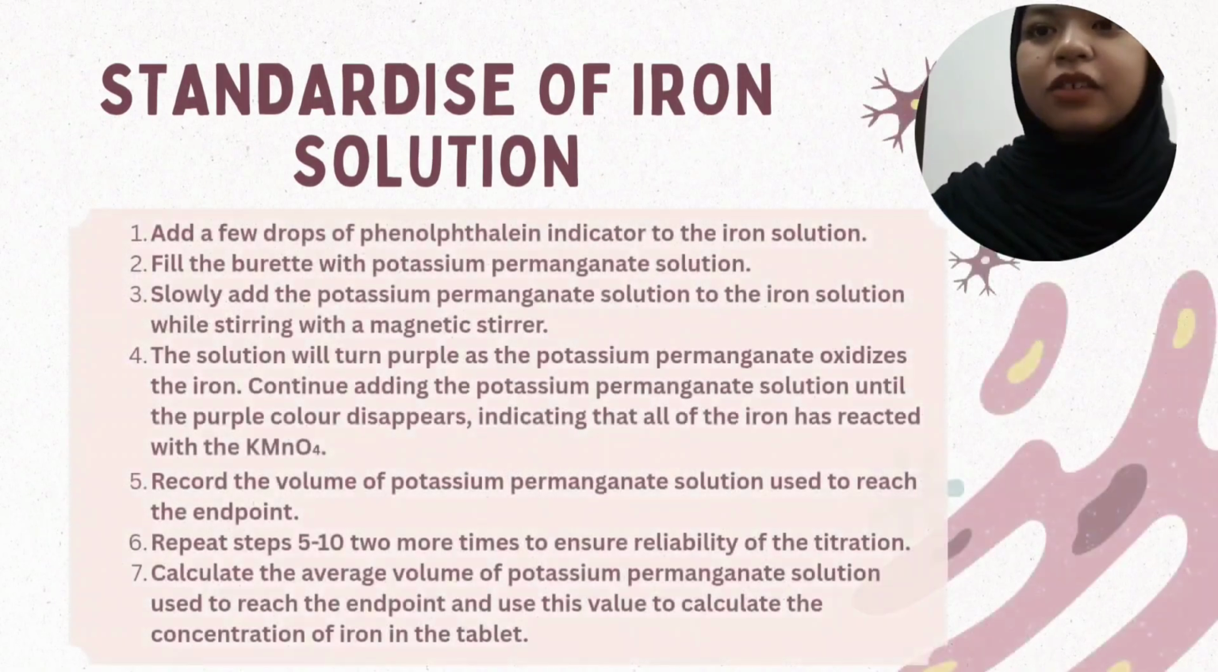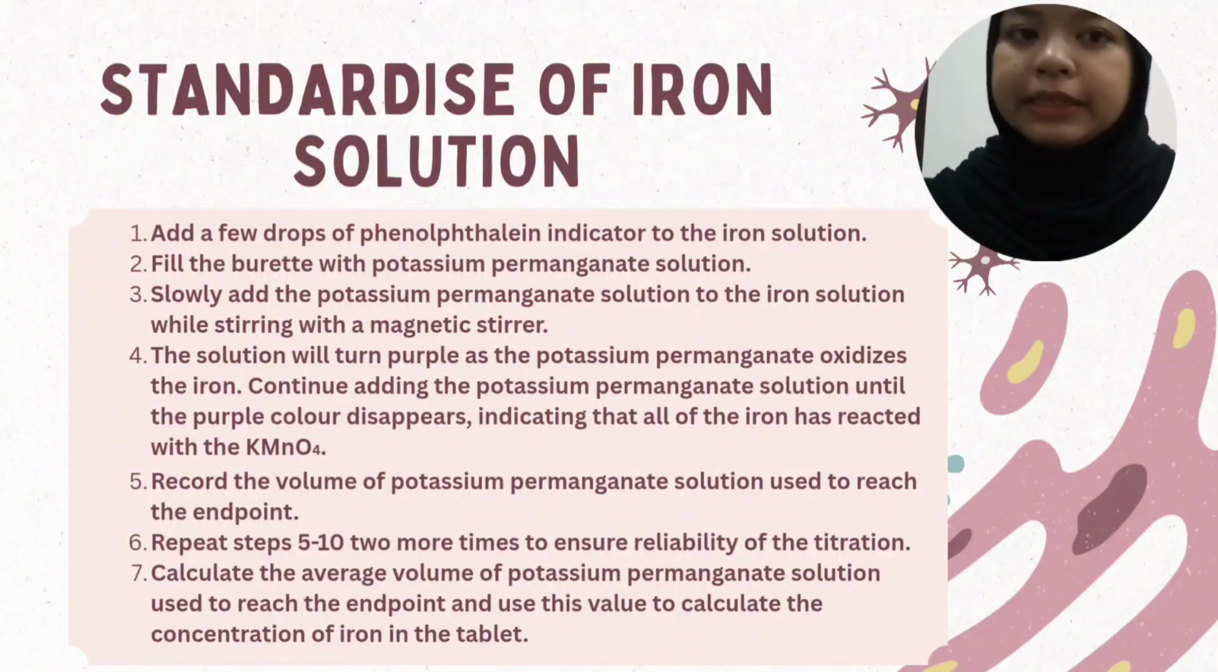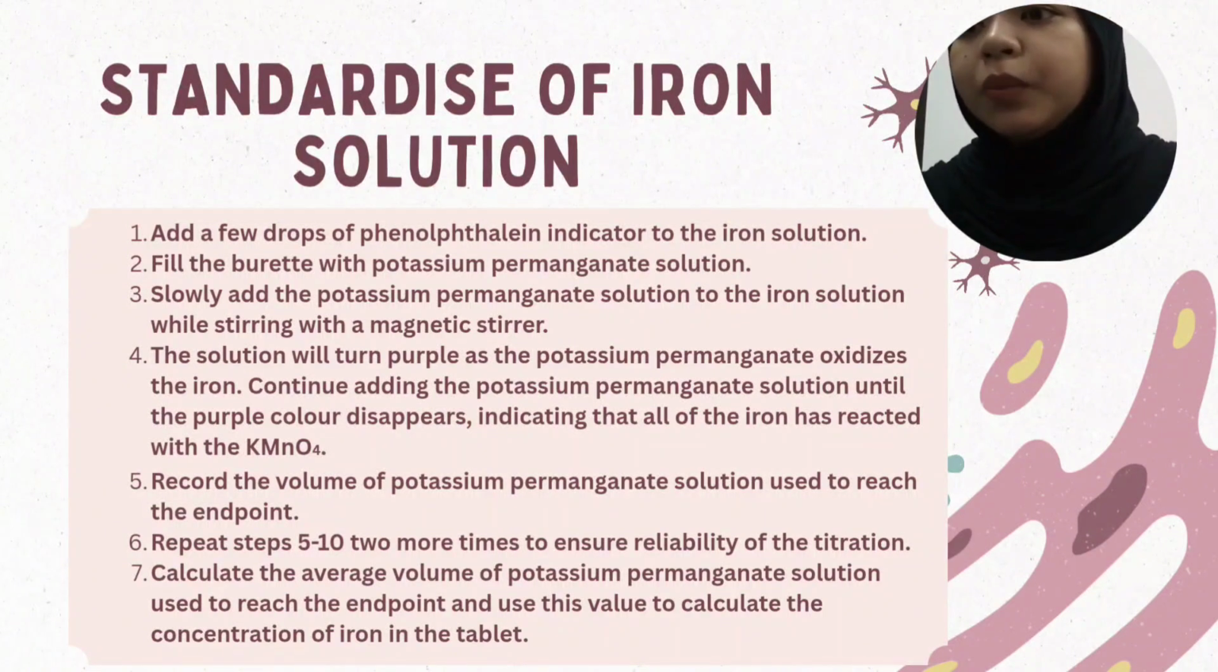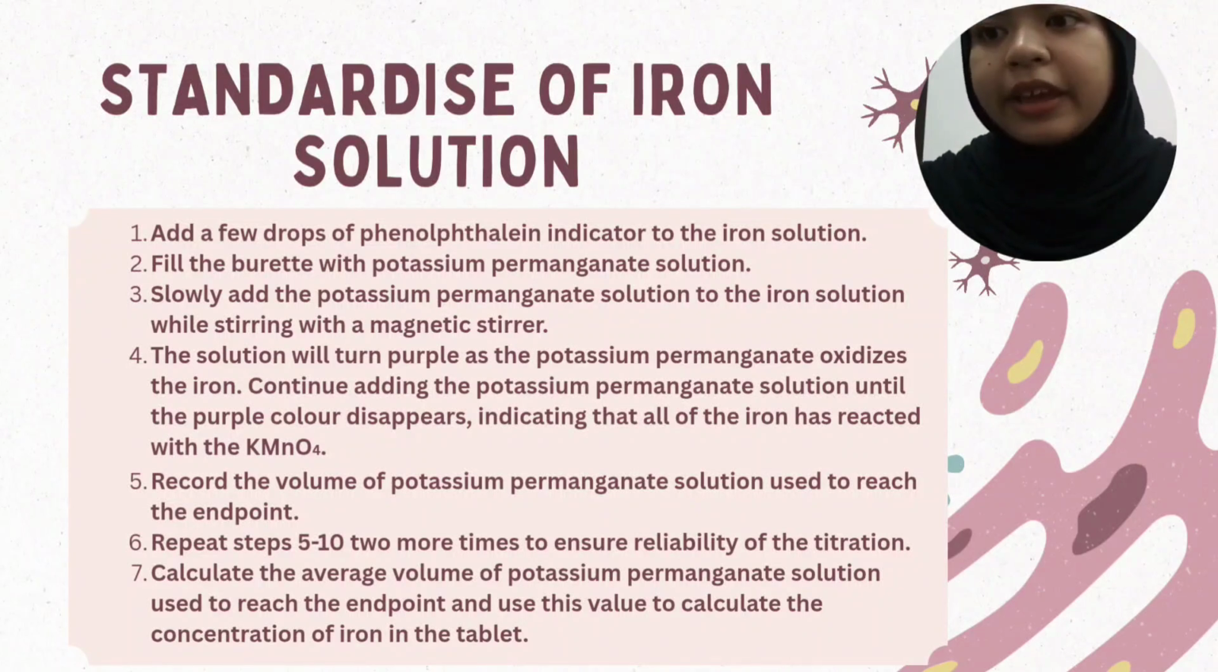Last, standardize of iron solution. First, we need to add a few drops of phenolphthalein indicator to the iron solution. Next, fill the burette with potassium permanganate solution. And then slowly add the potassium permanganate solution to the iron solution while stirring with a magnetic stirrer.